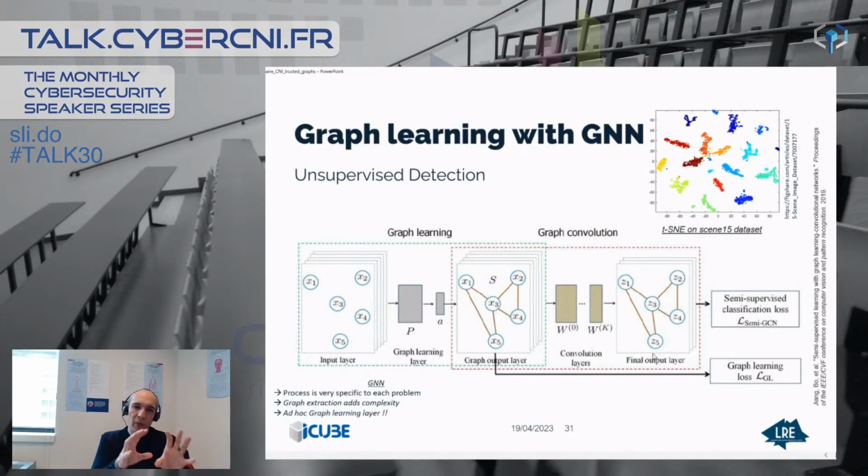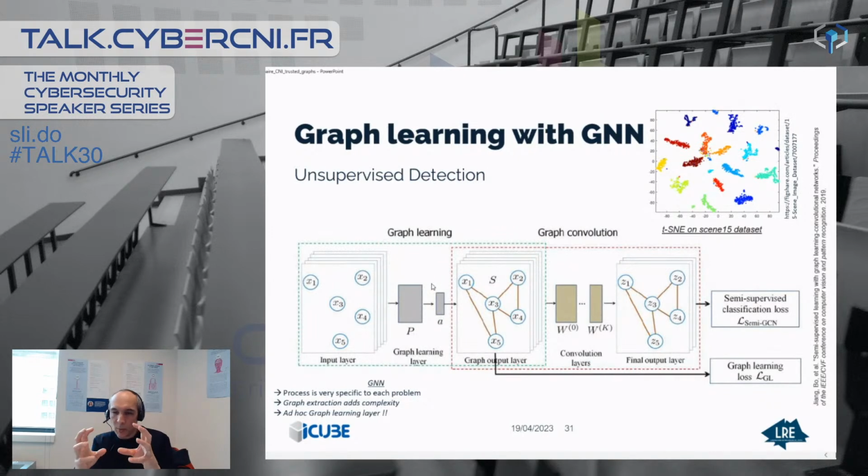Let's see a bit more precisely what is the process that we need to take into account. First, we have the information, the traces, and we have this phase of graph learning layer. Graph learning is what we have seen both as the extraction of the graph and then the enrichment of this graph with embeddings, with identification of patterns.